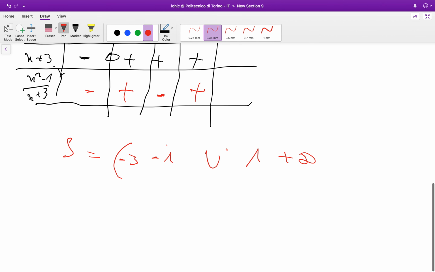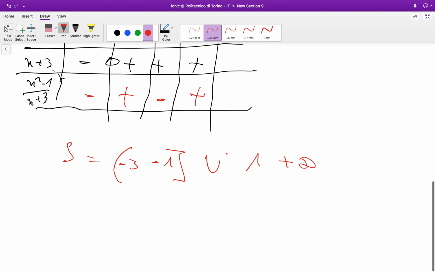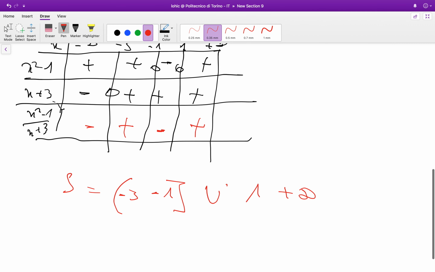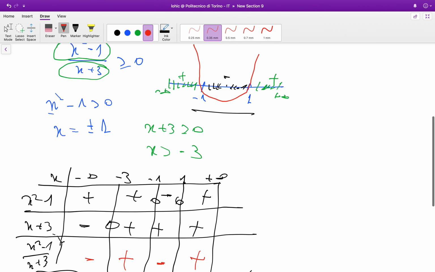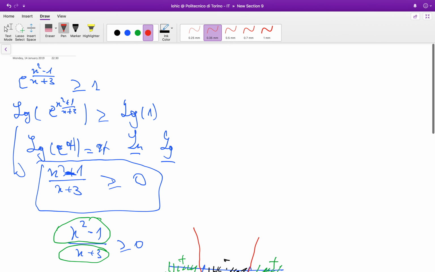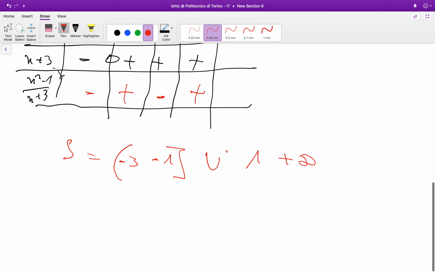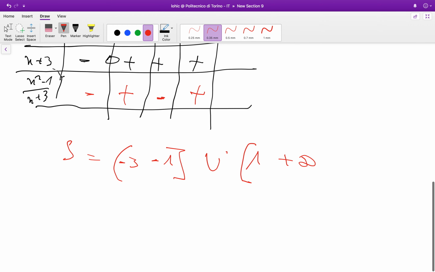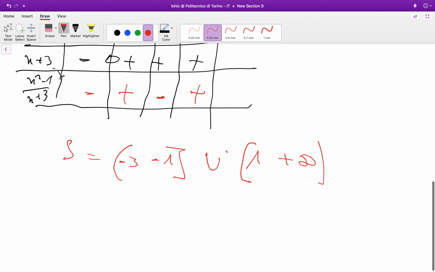It was smaller or equal. Yes, but it becomes 0 when we apply the logarithm. So the question of my student was that the inequality was greater or equal than 1, but we reply by saying that applying the logarithm we turn to 0. Okay, so for the same reason you will see that you can close at 1, and you should always open at infinity.